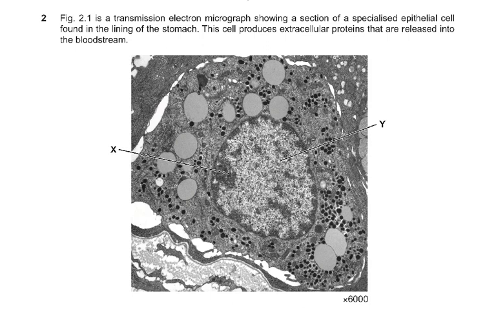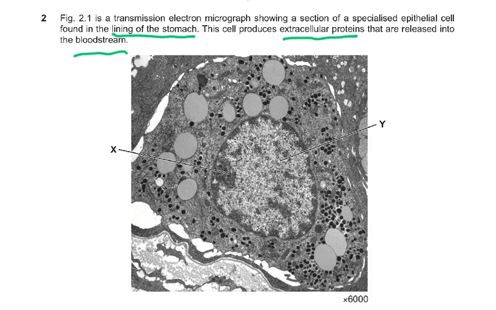Question number 2, figure 2.1 is a transmission electron micrograph showing a section of a specialized epithelial cell found in the lining of the stomach. It's not in the syllabus, remember that. So it's something they're going to test which is unknown. This cell produces extracellular proteins, proteins that are working outside, like pepsin, the enzyme, that are released into the bloodstream. So it makes these proteins which are then thrown out and transported in the blood.